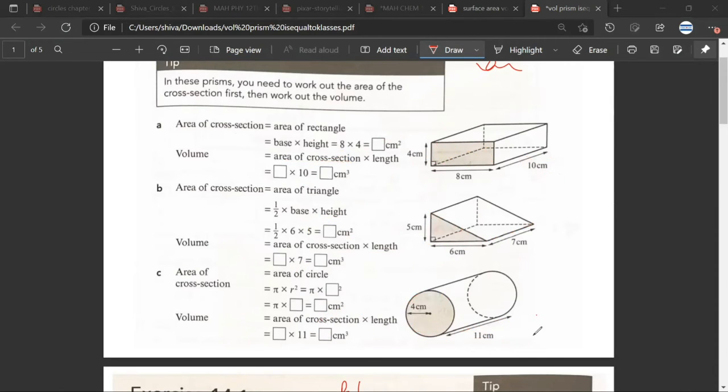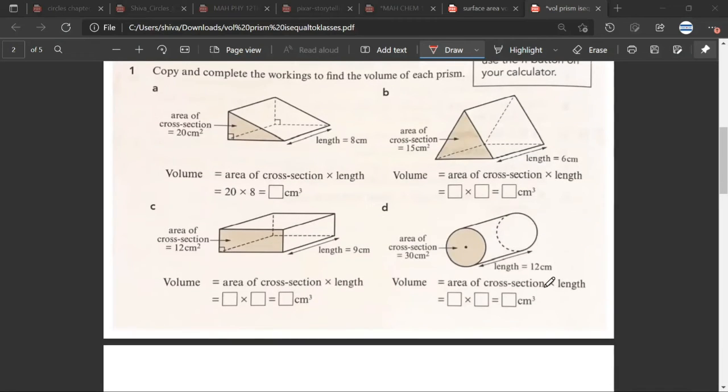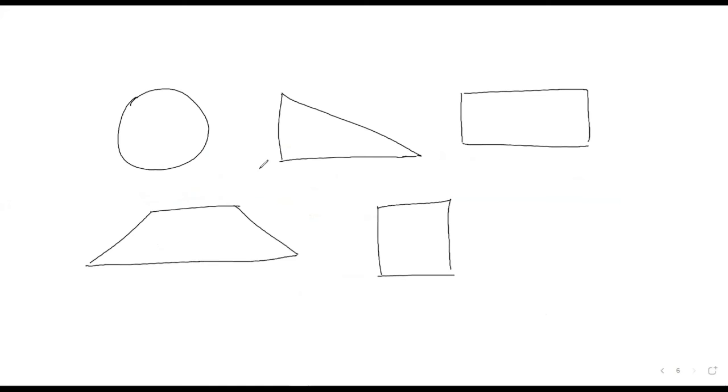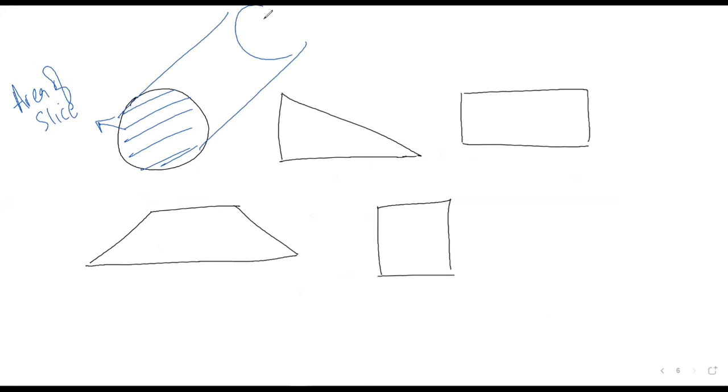No, sir. That is what I was trying to understand in the beginning of the lecture. If you are comfortable with finding the area of these figures, then all you need to do is multiply the area of the cross section, which we have called the slice, the area of slice, with this length. Have you understood?